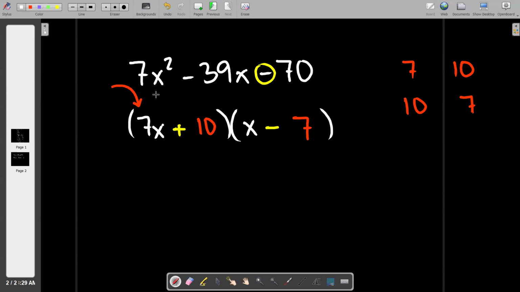I hope you're not lost. Understand something. Are we checking 7x times x? No, we put it there. We know what it equals. And are we checking 10 times negative 7? No, we know what it is. We were in charge of that. What we check is the part that we're not in control of.